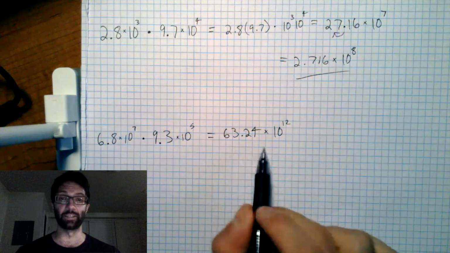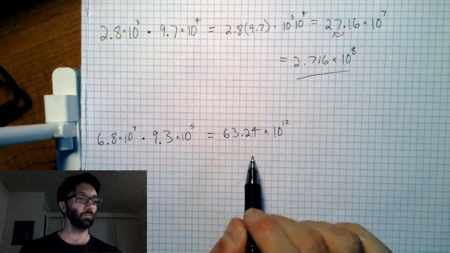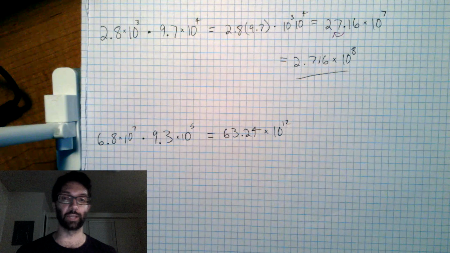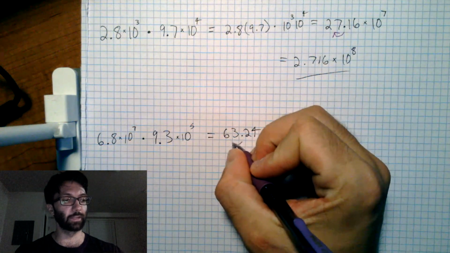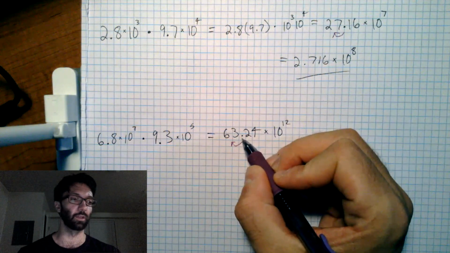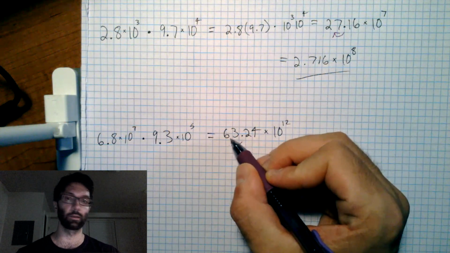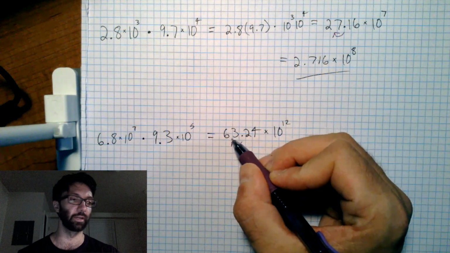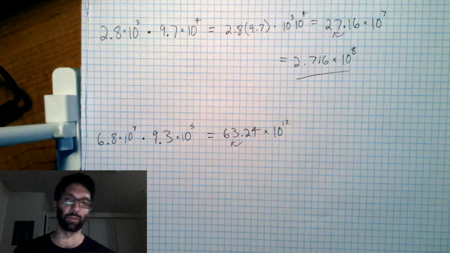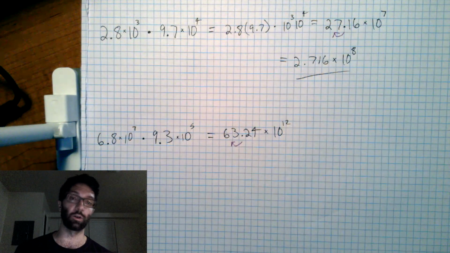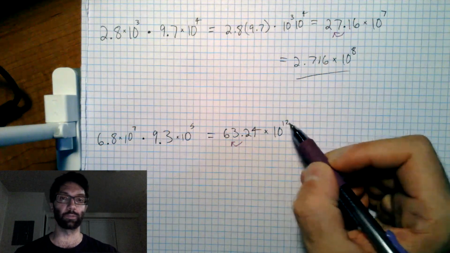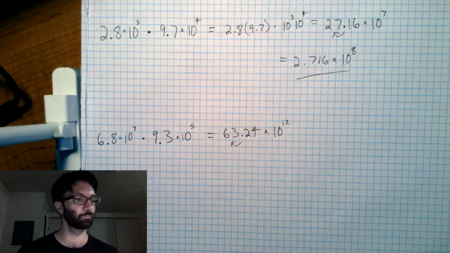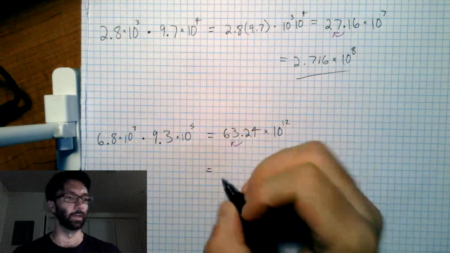And this is not in scientific notation, so in order to make it scientific notation, once again, I have to divide by 10 to move my decimal to the left once, so that I can get my decimal between the 6 and the 3. And then since I've divided by 10, I'm going to make up for it by also multiplying by 10. And so I'm going to increase my exponent by 1.